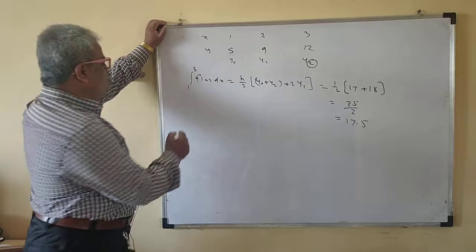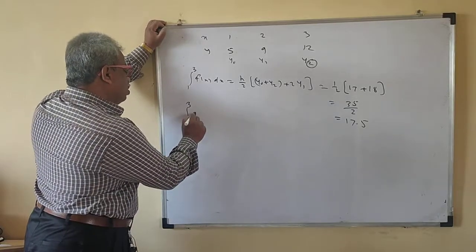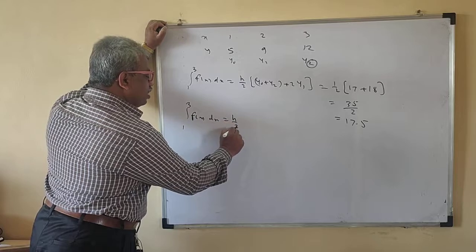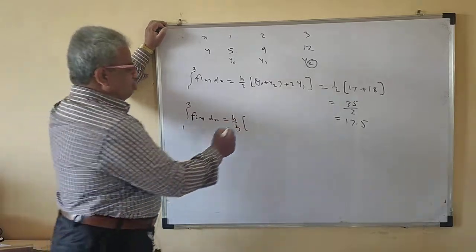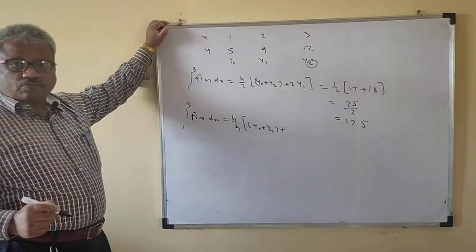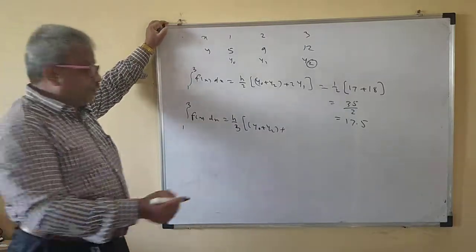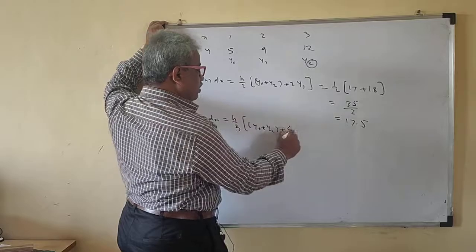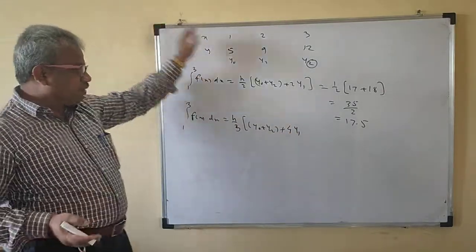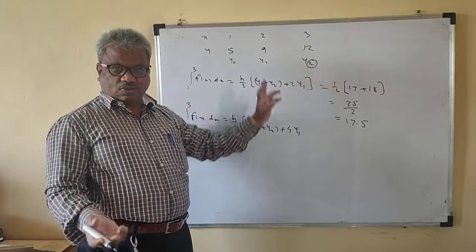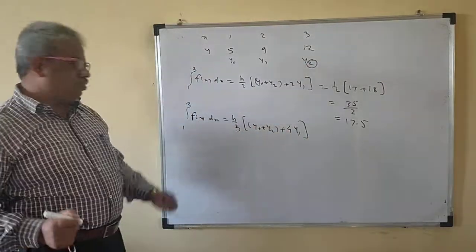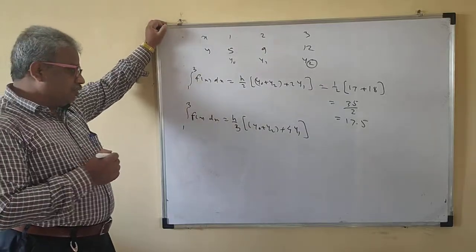Very simple. So if you want to apply Simpson's one-third rule, this is H by 3, Y0 plus Y2 plus 4 times all odd suffixes, plus 2 times even suffixes, but the even suffix Y2 is the extreme, so don't take that one. This is the formula for Simpson's one-third rule.